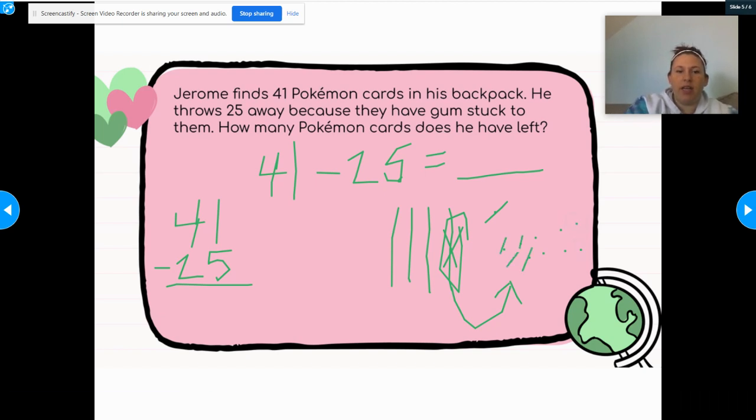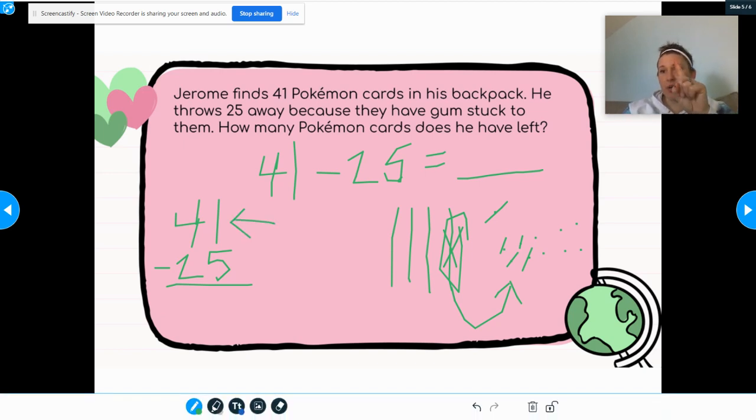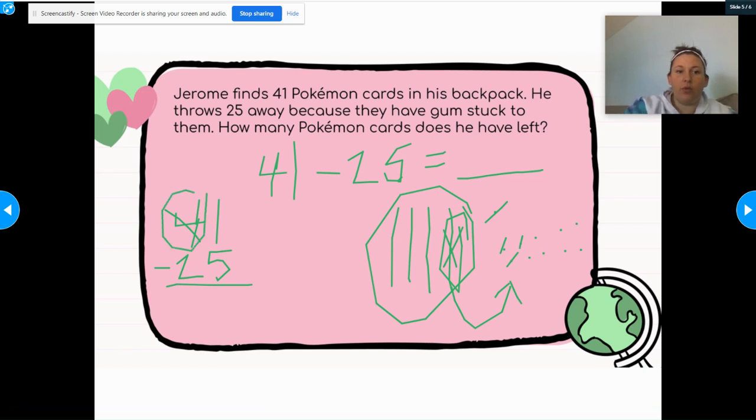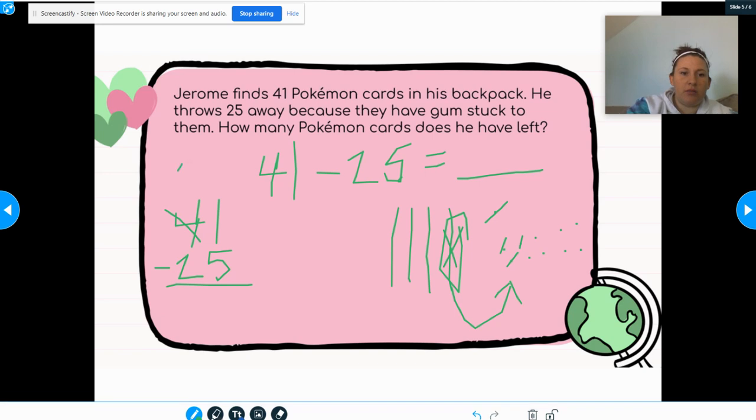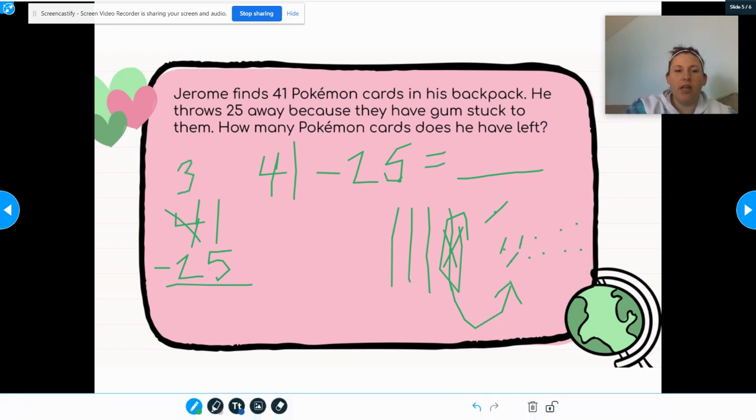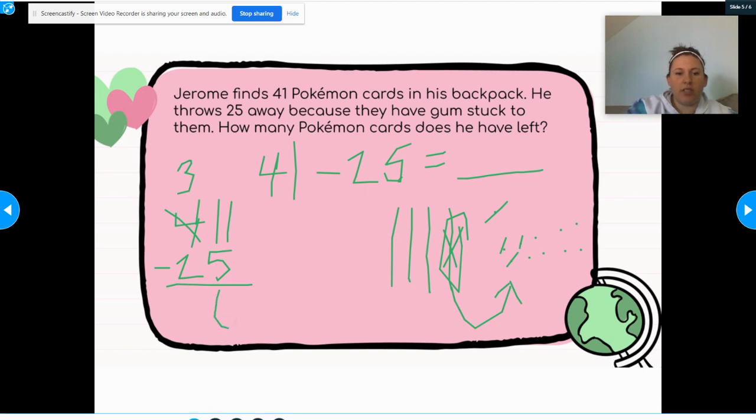3, 4, 5. And just like over here, I don't have enough on top. I can't take away 5 from 1. I can only take away 0, or I can take away 1. That's all. So I have to change that number 1. And the way that I do that is I go next door and grab 10 more, kind of like how I did right here. I had 4 tens. If I take one of those away, it leaves me with 3 tens. So that number 1 changes to the number 11. Now I can do 11 subtract 5, which is 6.